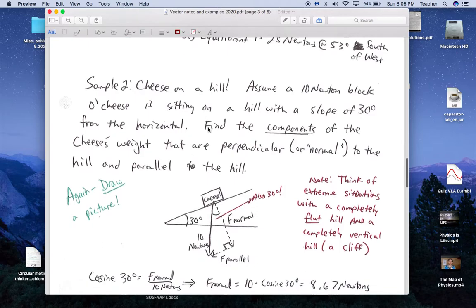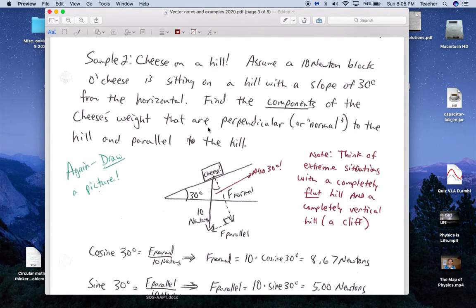Hey, let's look at sample number 2. One of my favorite things is cheese. I know that's hard to tell looking at me, but I really like cheese. It's delicious. So assume a 10 newton block of cheese is sitting on a hill and it's got a slope of 30 degrees from the horizontal, just like this.